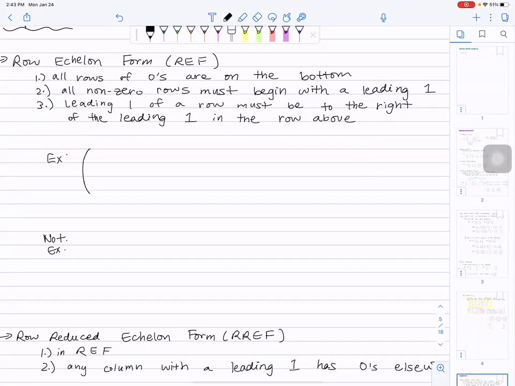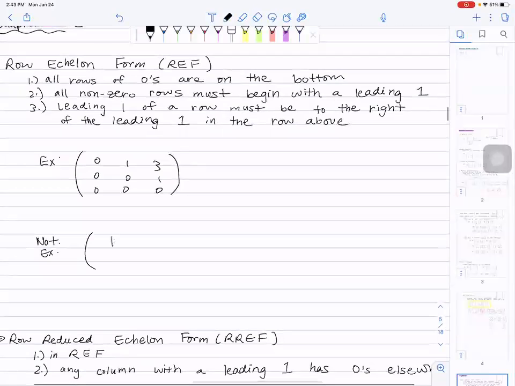So for example, this matrix here is in row echelon form because you can check that all rows of zeros are on the bottom. Where there is a leading 1, the first number in this row is a 1 here. That's good. The second row, wherever the first number is, should be in the column after where your leading 1 in the row above it was. So the 1 should be here.